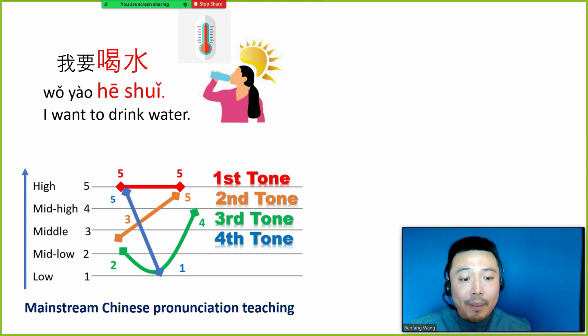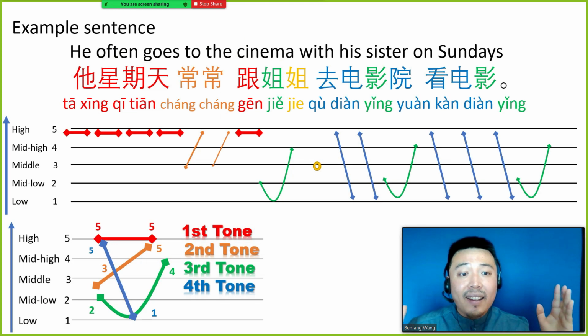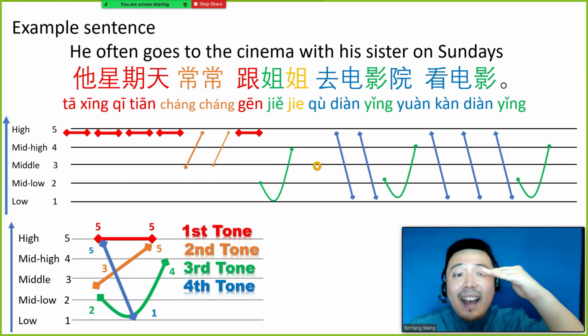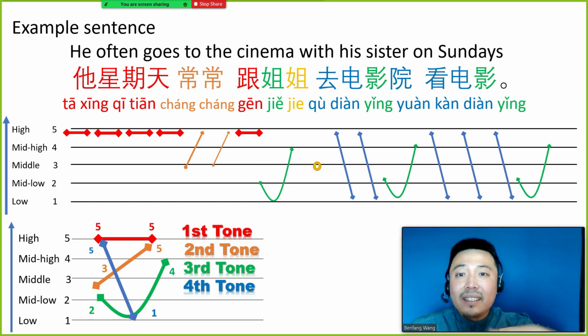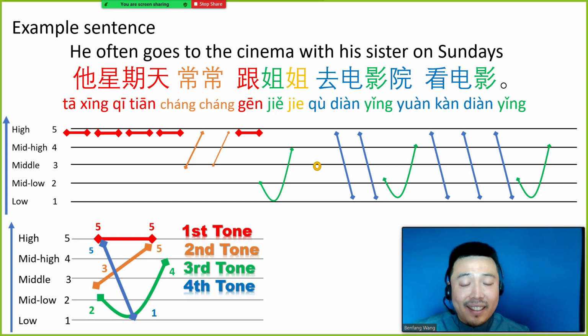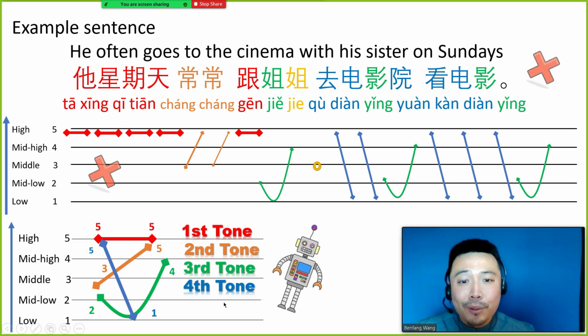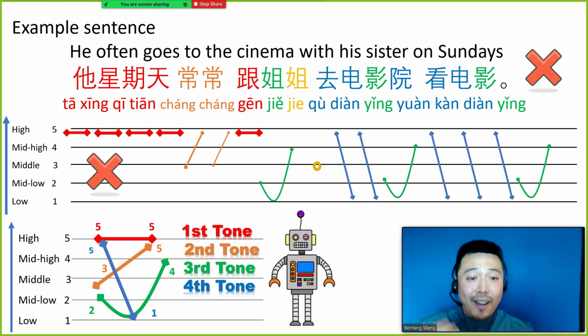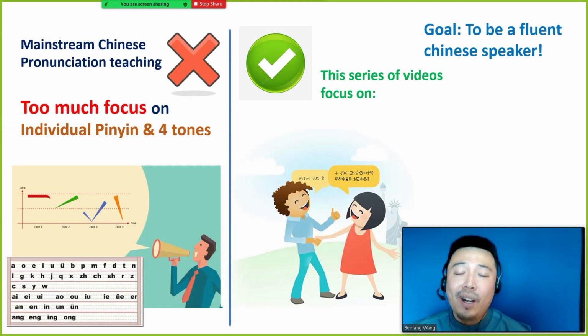Well, if we adapt this same rule to a long sentence, it will sound like 他星期天常常跟姐姐去电影院看电影. Wow! Congratulations! This rule successfully turned you into a robot. Well, so what went wrong?